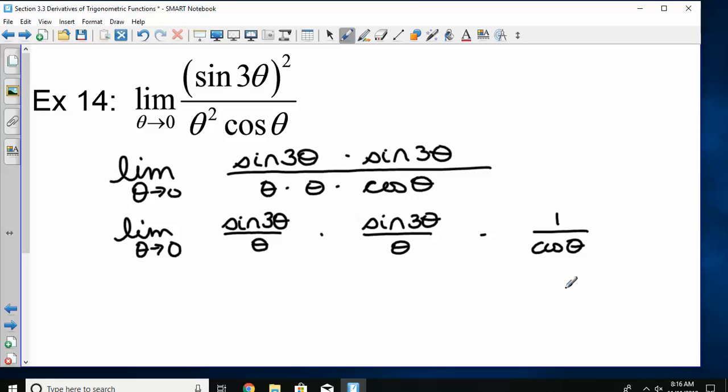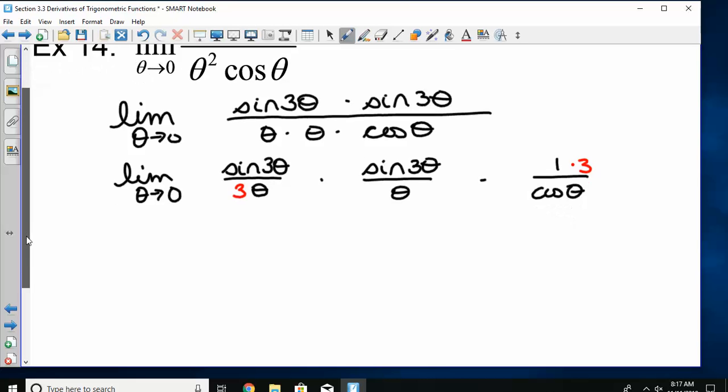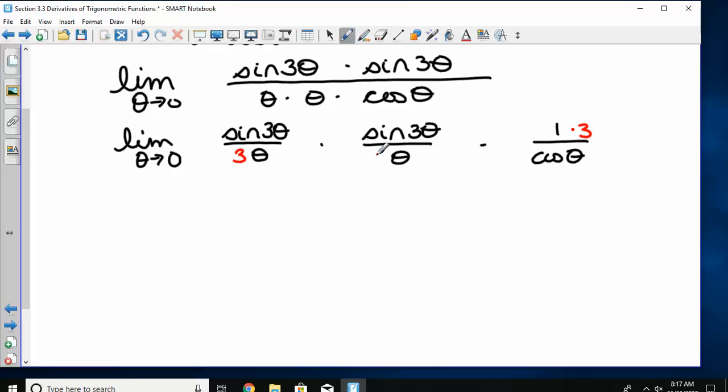So I just write mine like this to make it a little more obvious what we are doing for each piece. For this one, what do you need on the bottom? 3. But if you put a 3 on the bottom, you need a 3 on top somewhere. Which of these fractions would you rather put it in? The second one, it's also a sine 3 theta over theta. So what do we need on the bottom? A 3, so that means we need another 3 on the last one.